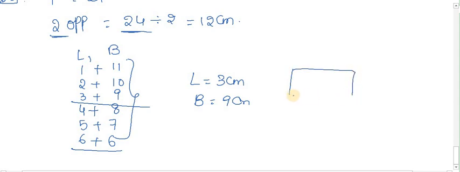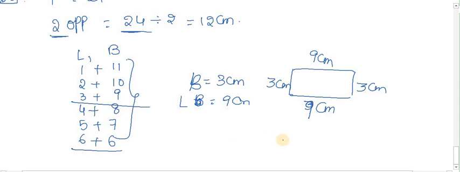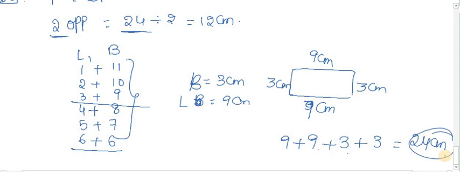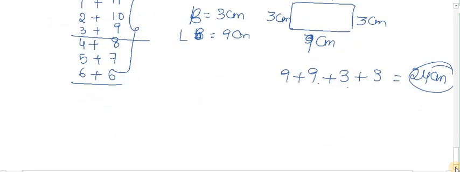So we all know that a rectangle looks like this. I'll consider the bigger one as the length and the smaller one as the breadth. Now I'm going to add 9 plus 9 plus 3 plus 3. 9 plus 9 is 18. 18 plus 3 is 21. 21 plus 3 is 24 centimeters. So I got my answer. So that means whatever I did is correct. In this way also you can check whether the work we did is right or wrong. Okay. So now we'll move on to the next question.